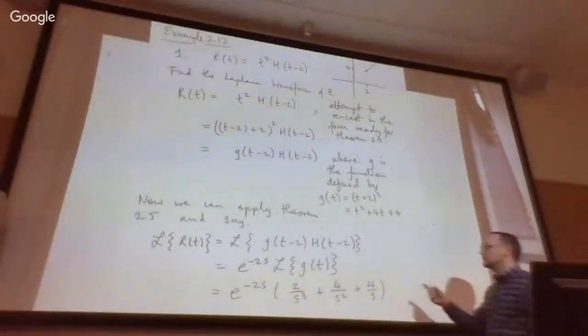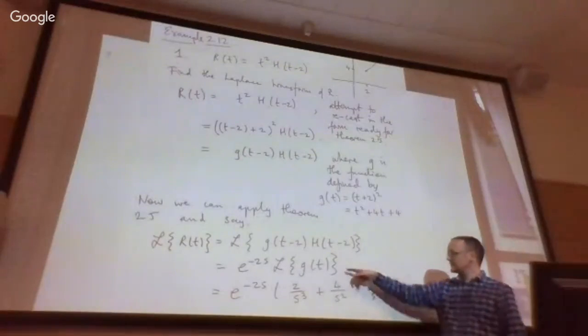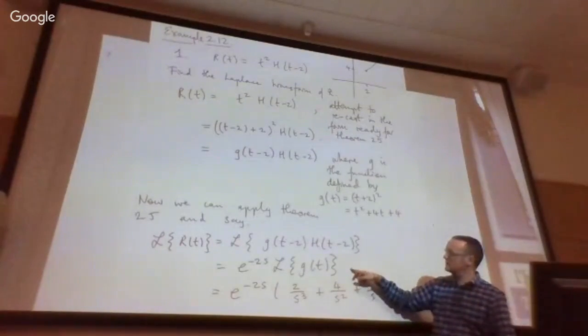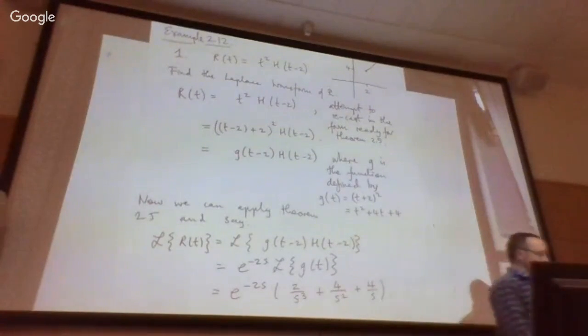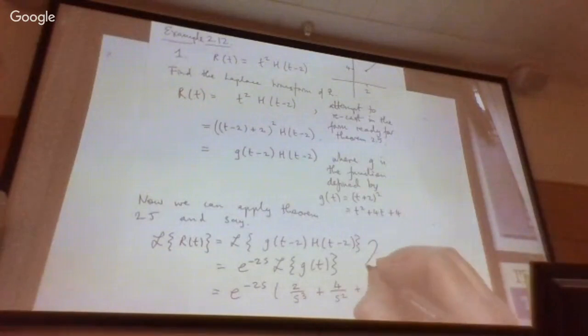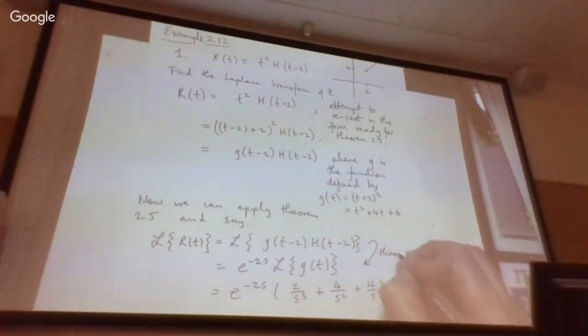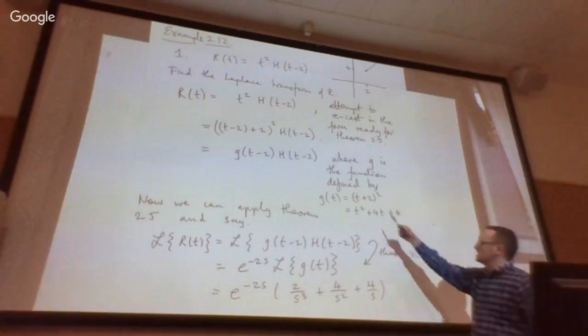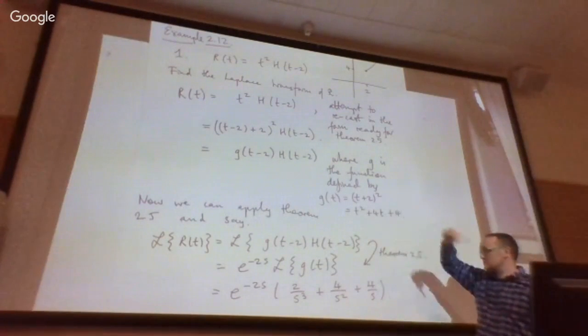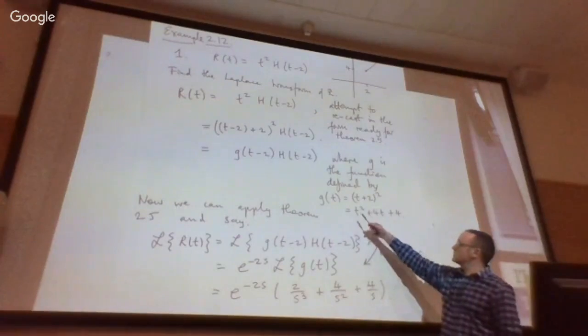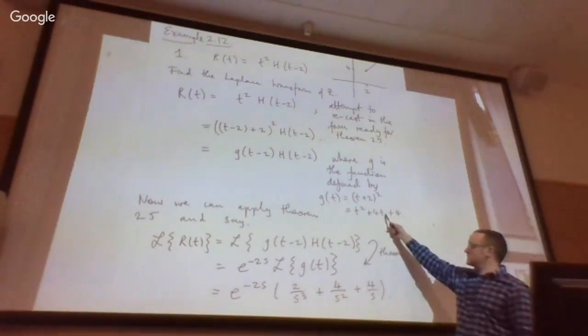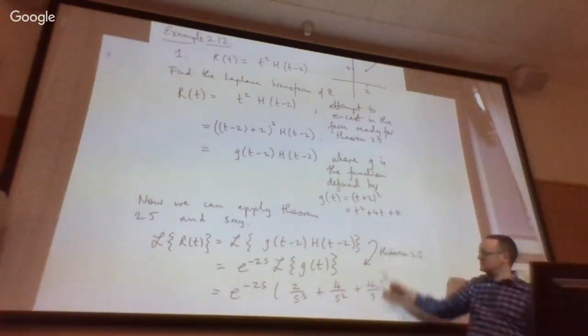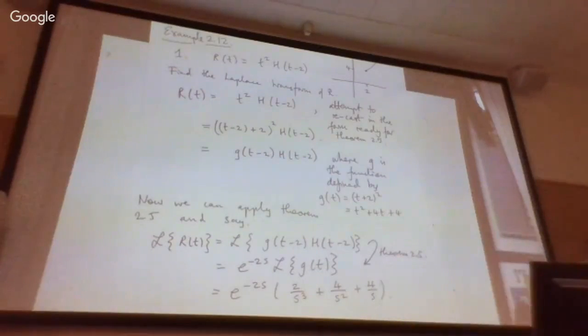Yep, everybody happy? So that's an application. That step there is using theorem 2.5. And then I can transform this polynomial just using the table: transform of t squared plus 4 times the transform of t plus 4 times the transform of the constant 1.